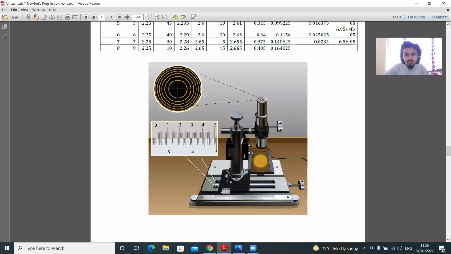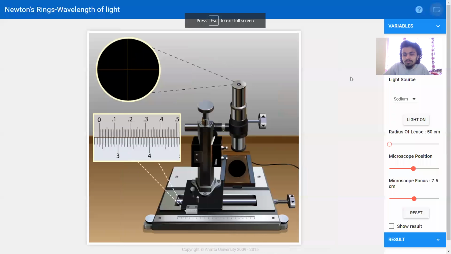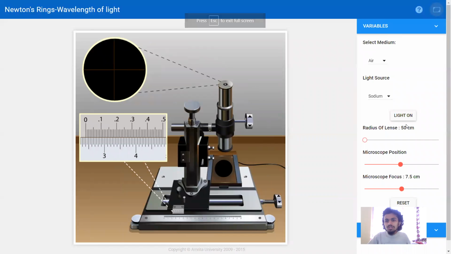First of all, I want to show you the experimental setup which is provided in the virtual platform. Here is the experimental setup. The observation can be taken here. First of all, the medium is air. We are keeping the film of air between the plano-convex lens and the glass plate. Since we are not going to measure the refractive index of the material, we are just measuring the wavelength of light used.